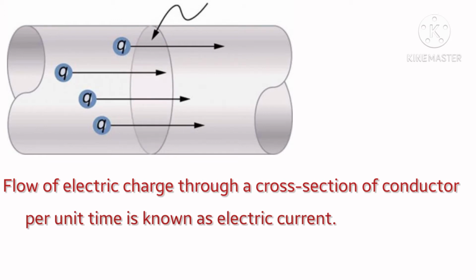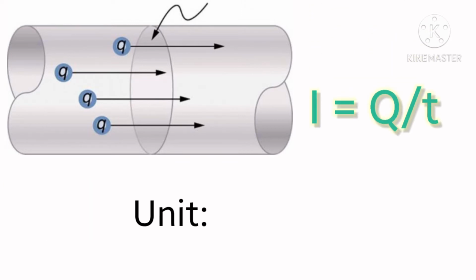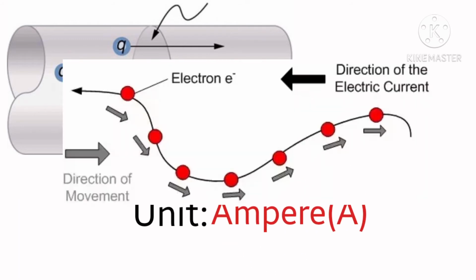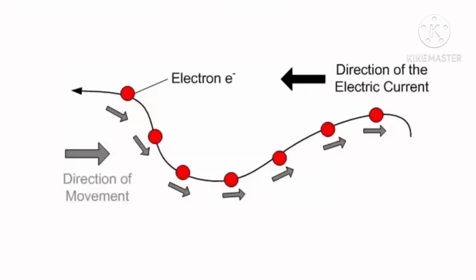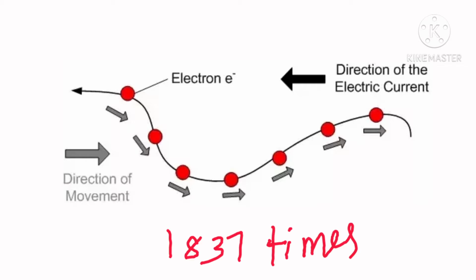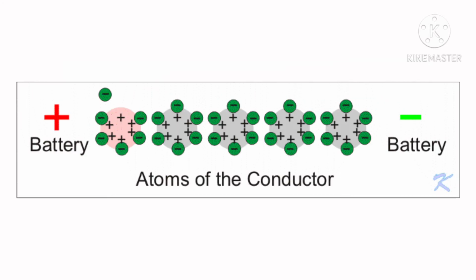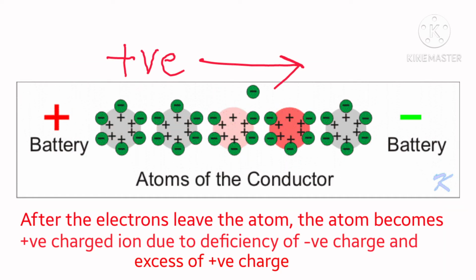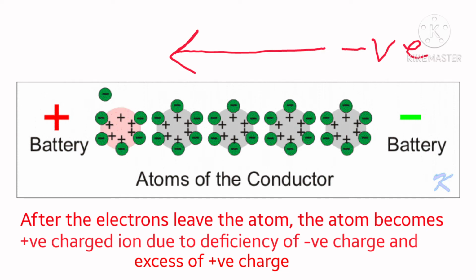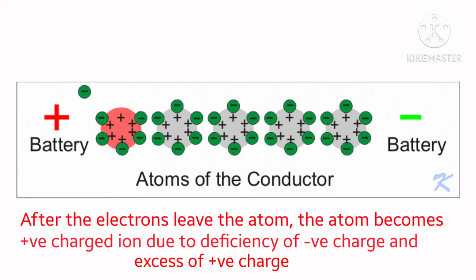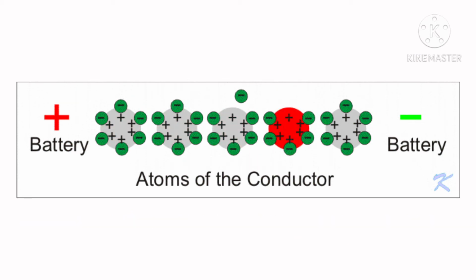So in mathematical form, I can write current as charge divided by time. Unit of current is ampere. For the production of current, only negatively charged electrons are responsible. Positively charged protons cannot move as they are 1837 times heavier than electrons. But we often say positive charges are moving because when electrons move, it gives us the visualization that positive charges are also moving in the opposite direction.